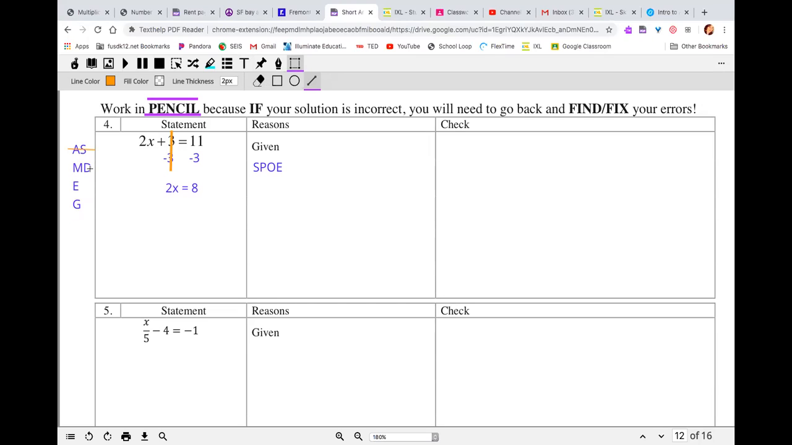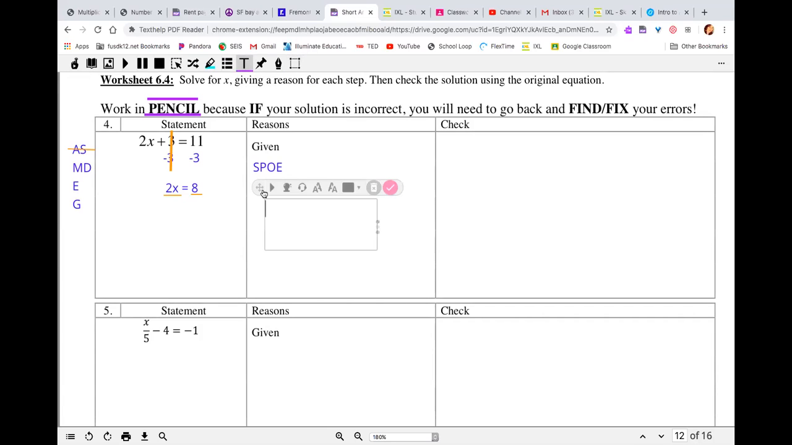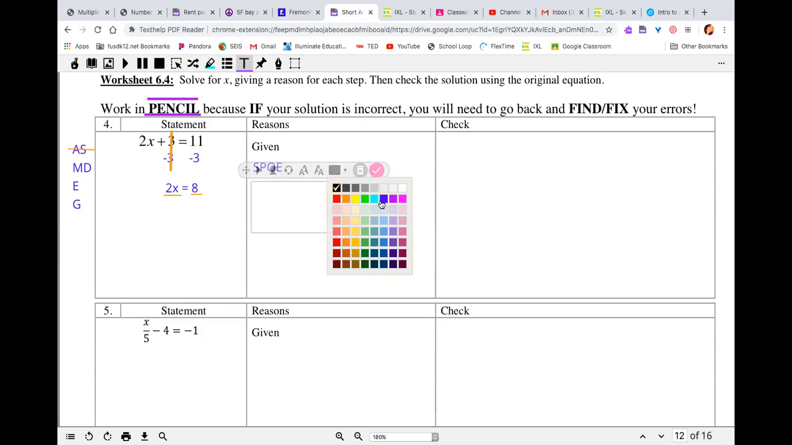X equals 4. Okay, but how did you do that? I did 2, 4, 6, 8. Okay, but how do I put that on my paper? I heard you do your mental math. So if this is 2 times x, I need to do what? Divide. Okay, so if you're someone who wants to say I'm dividing, then I write it because I don't want to leave out any steps.